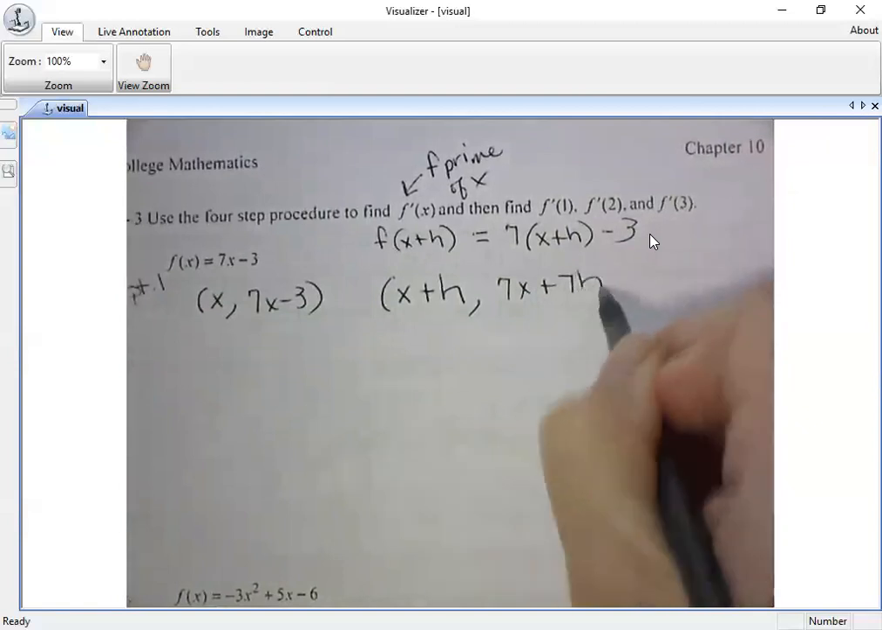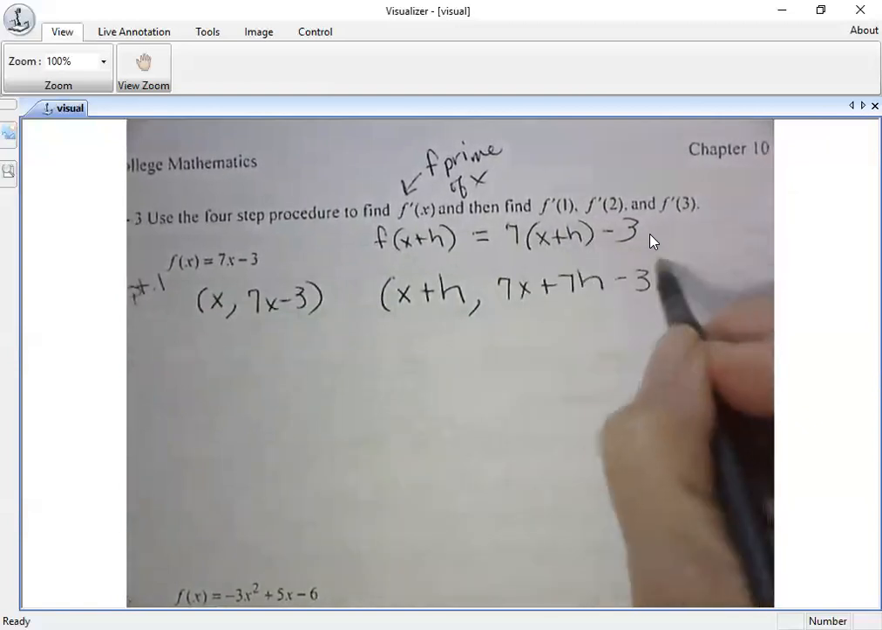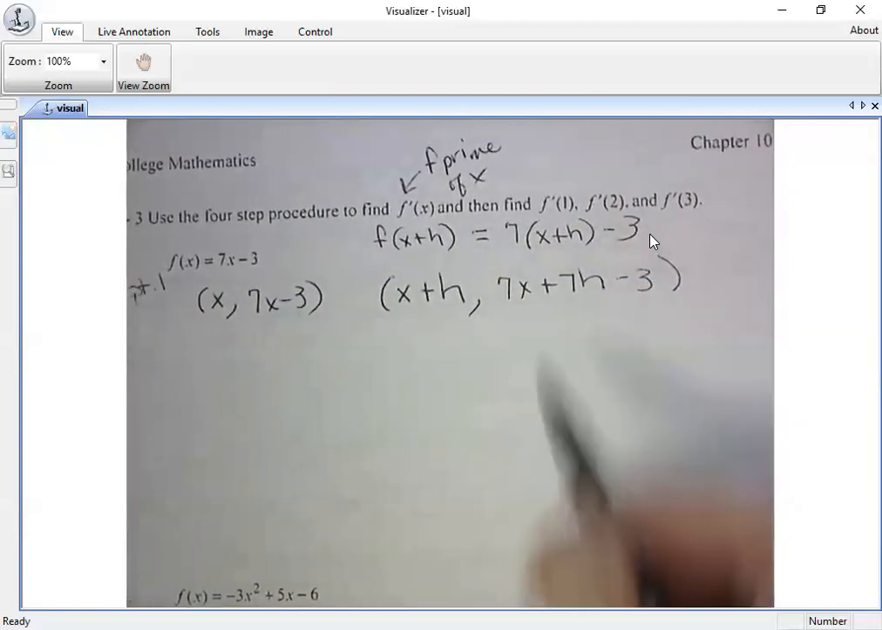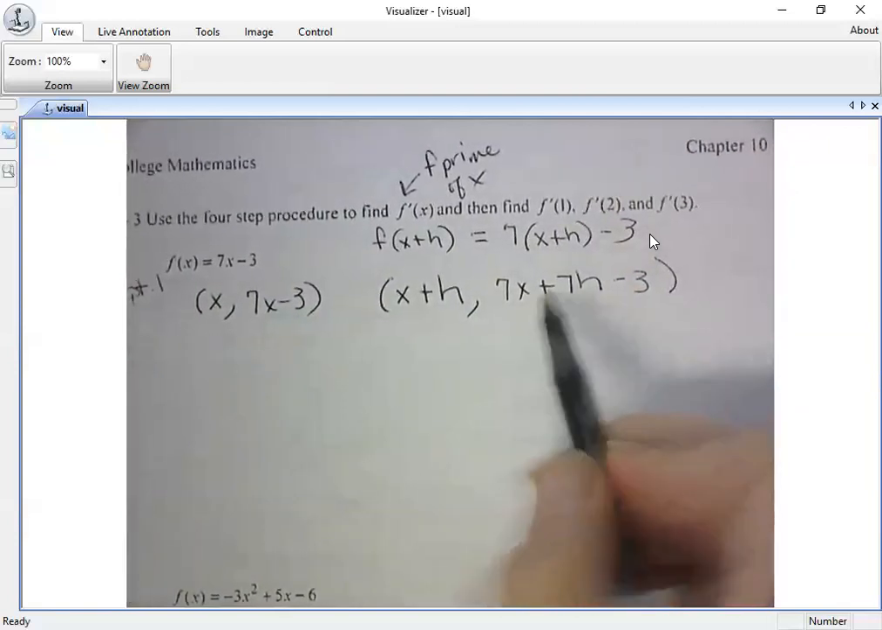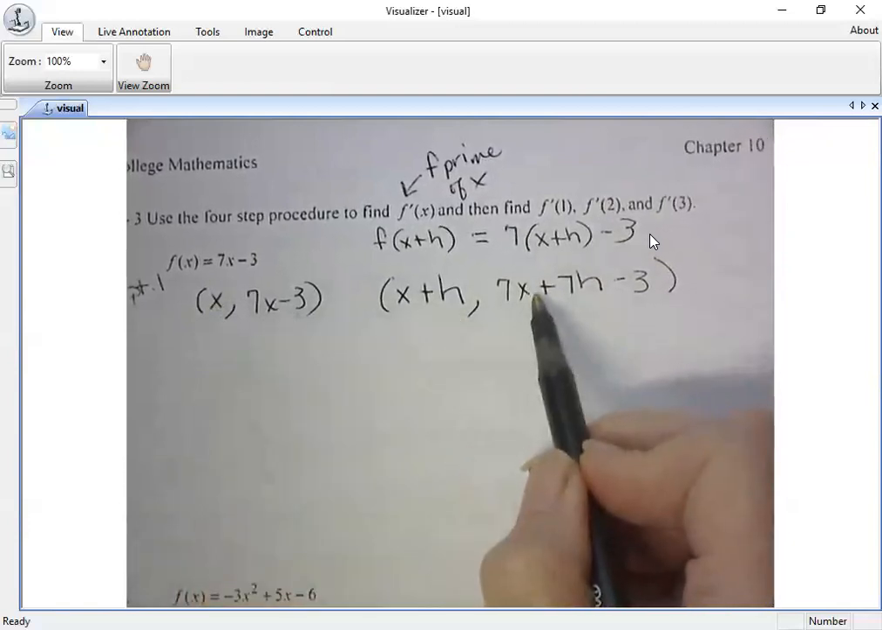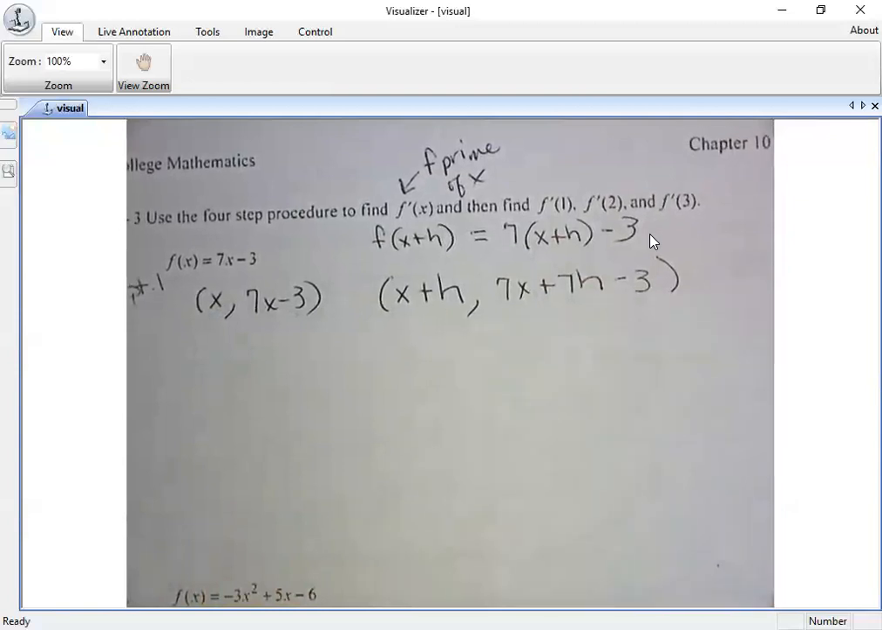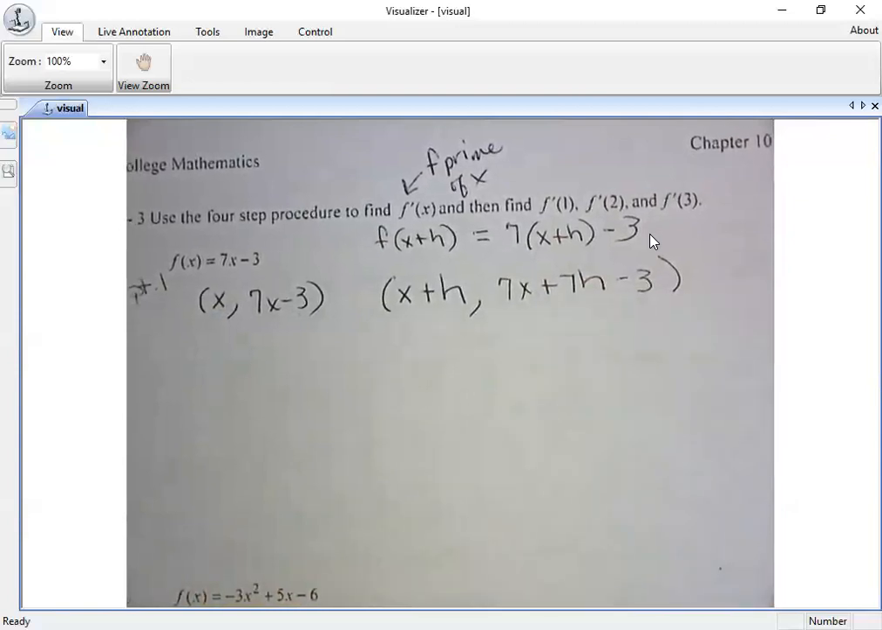7x plus 7h minus 3. Good. The 7 only distributes through the parentheses. And that's going to be my second ordered pair. So here's the first ordered pair. Here's the second ordered pair. Now, you can decide if you want to do it in all the parts.